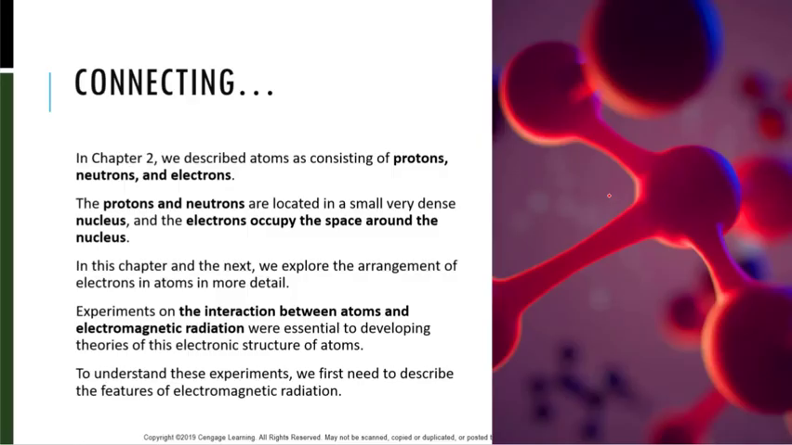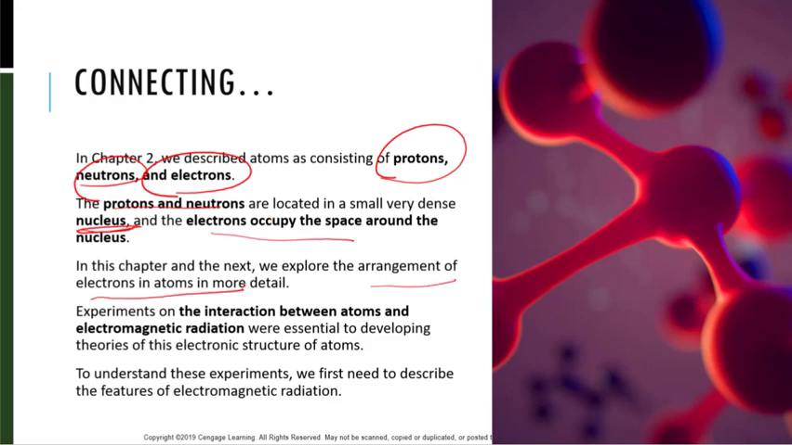So back in chapter 2, we described atoms as consisting of protons, neutrons, and electrons. Protons and neutrons are located in that very dense nucleus, and the electrons are in the space around the nucleus. But in this chapter and the next, we look at the arrangement of electrons in atoms in a lot more detail. There are experiments looking at the interaction between atoms and electromagnetic radiation, and this was essential to developing theories about the electronic structure of atoms.